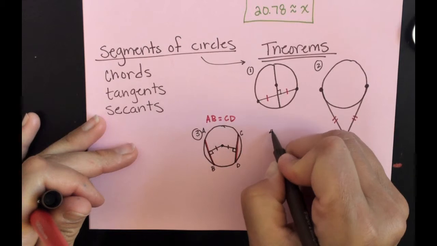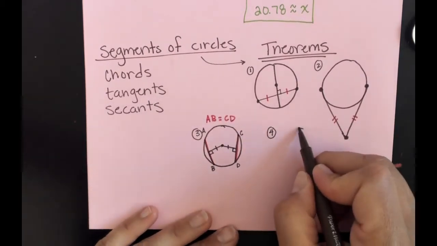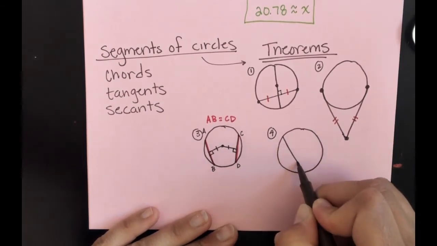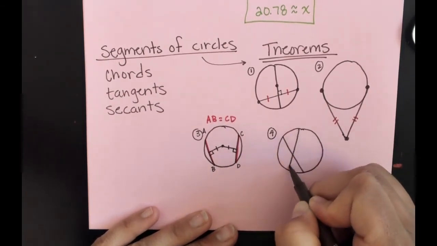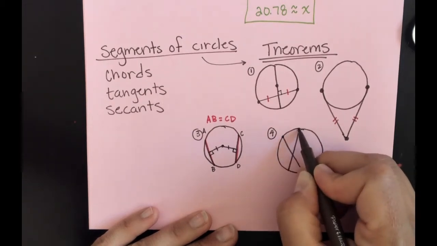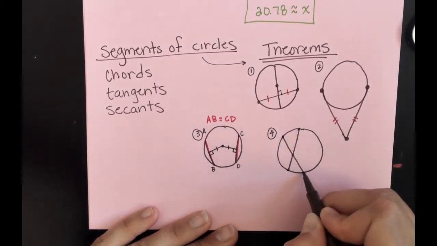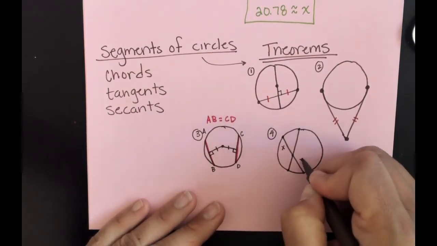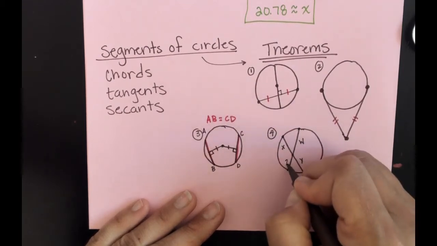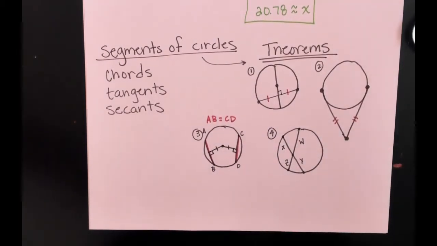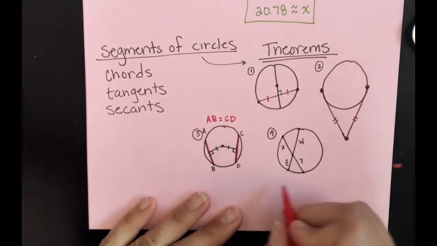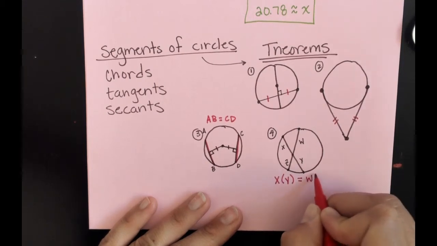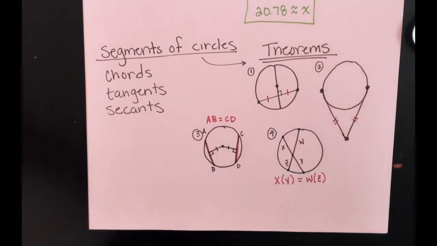We brought in another one that had to do with chords, where we said if two chords intersected, I don't know why I keep drawing them on this side of the circle as well. They can be anywhere. We did talk about X, Y, W, and Z that we would multiply straight down, x times y would equal w times z.